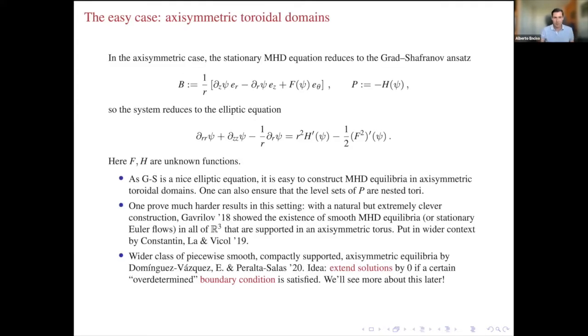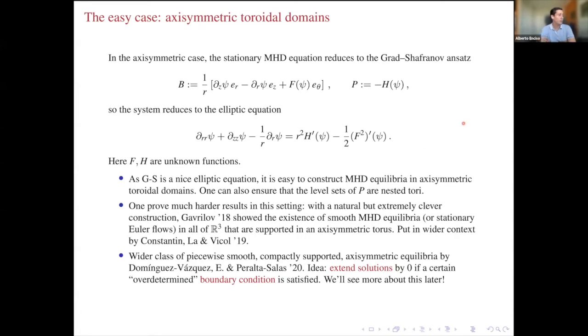Of course, if we want solutions in a toroidal domain with a nice set of level sets, the first example one has in mind, the best possible domain to consider this question, is the case of axisymmetric toroidal domains. What we can do then is use the famous Grad-Shafranov ansatz, which essentially says that we should write the vector field B in terms of a stream function, which depends on z and on the cylindrical coordinate. With that ansatz, the Euler equation reduces to a nice elliptic equation, which is called the Grad-Shafranov equation. This one here.